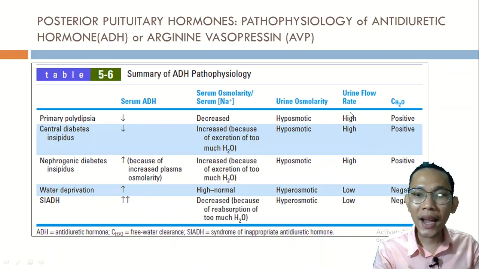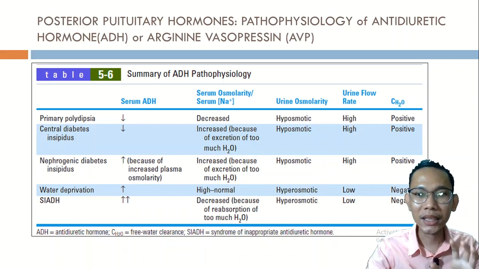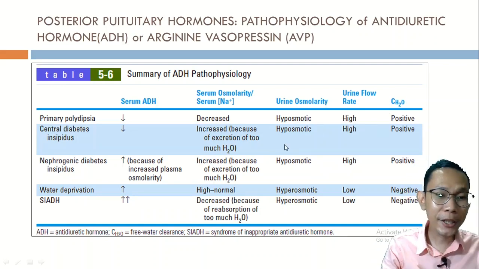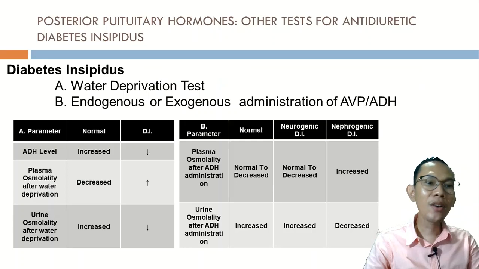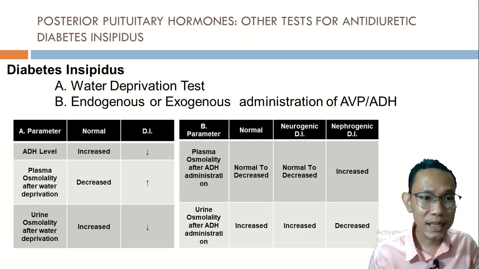So when it's high, your water clearance is positive. Water clearance, kumbaga, lumalabas lang ang ihi. Pag mataas ang urine flow rate, positive ang ating water clearance. I hope that's clear. Now, let's proceed with diabetes, another test for antidiuretic hormone or diabetes insipidus.